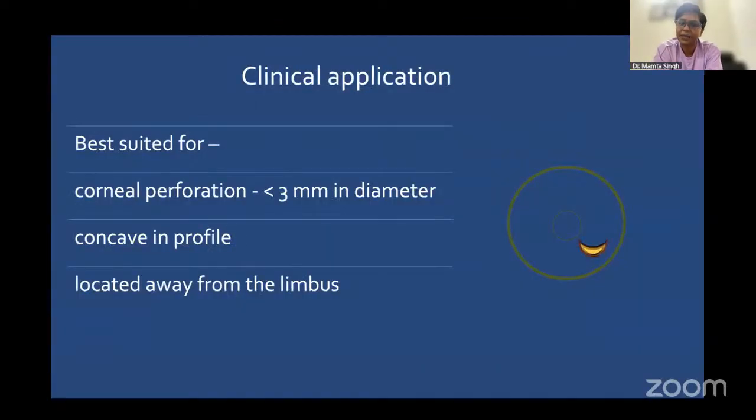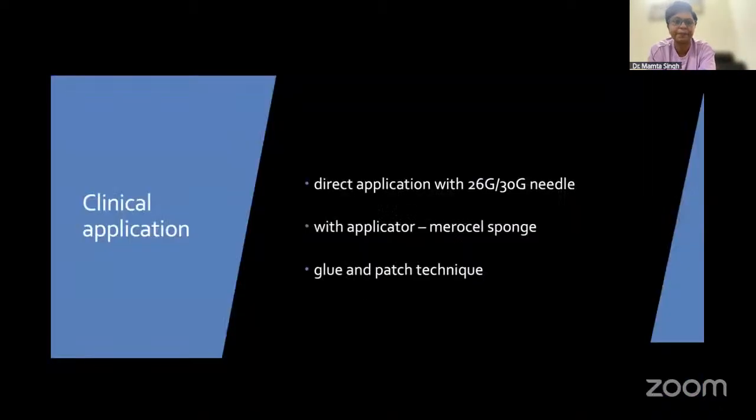It is best suited for corneal perforations which are less than 3 mm in diameter, which are concave in profile, because it has this tendency to form a mass, a mound over the surface, and which are located away from the limbus, because over the surface of conjunctiva, the adhesion is not very strong, and it causes intense inflammation over the ocular surface.